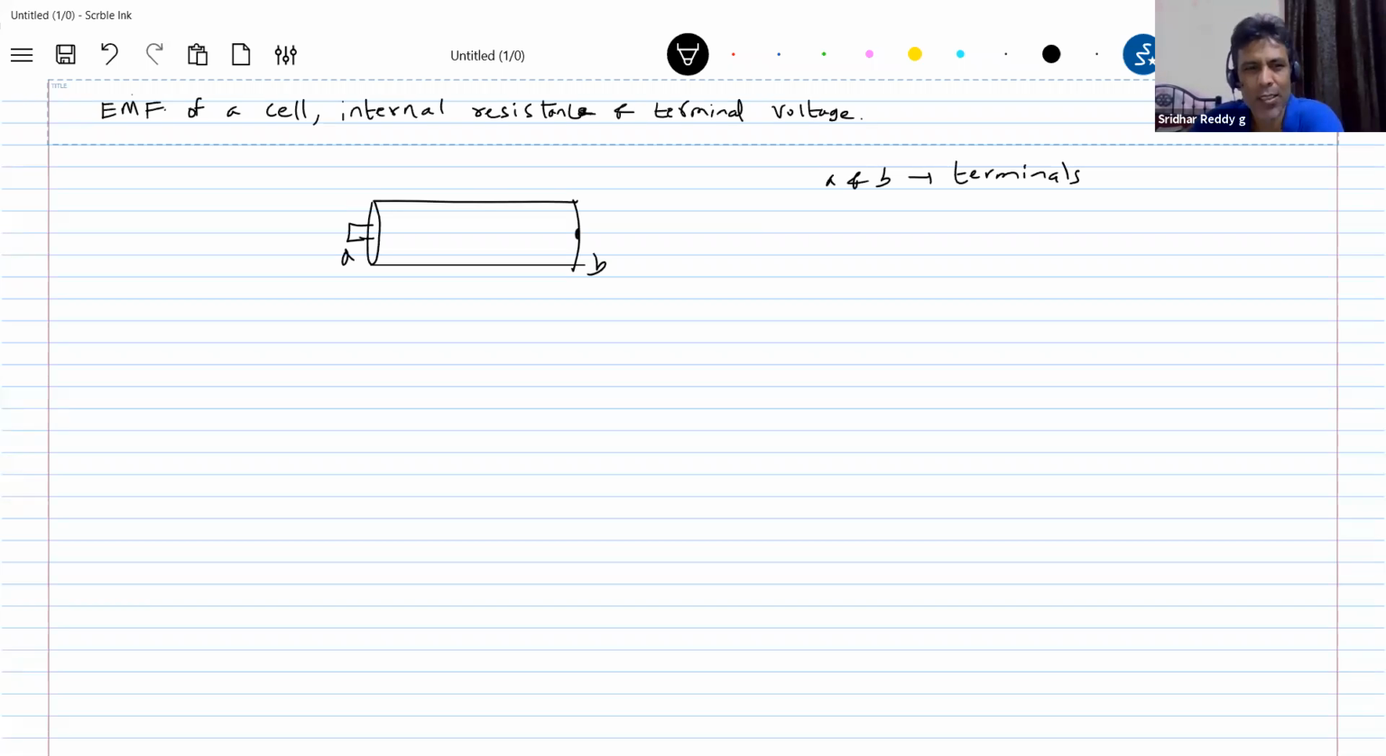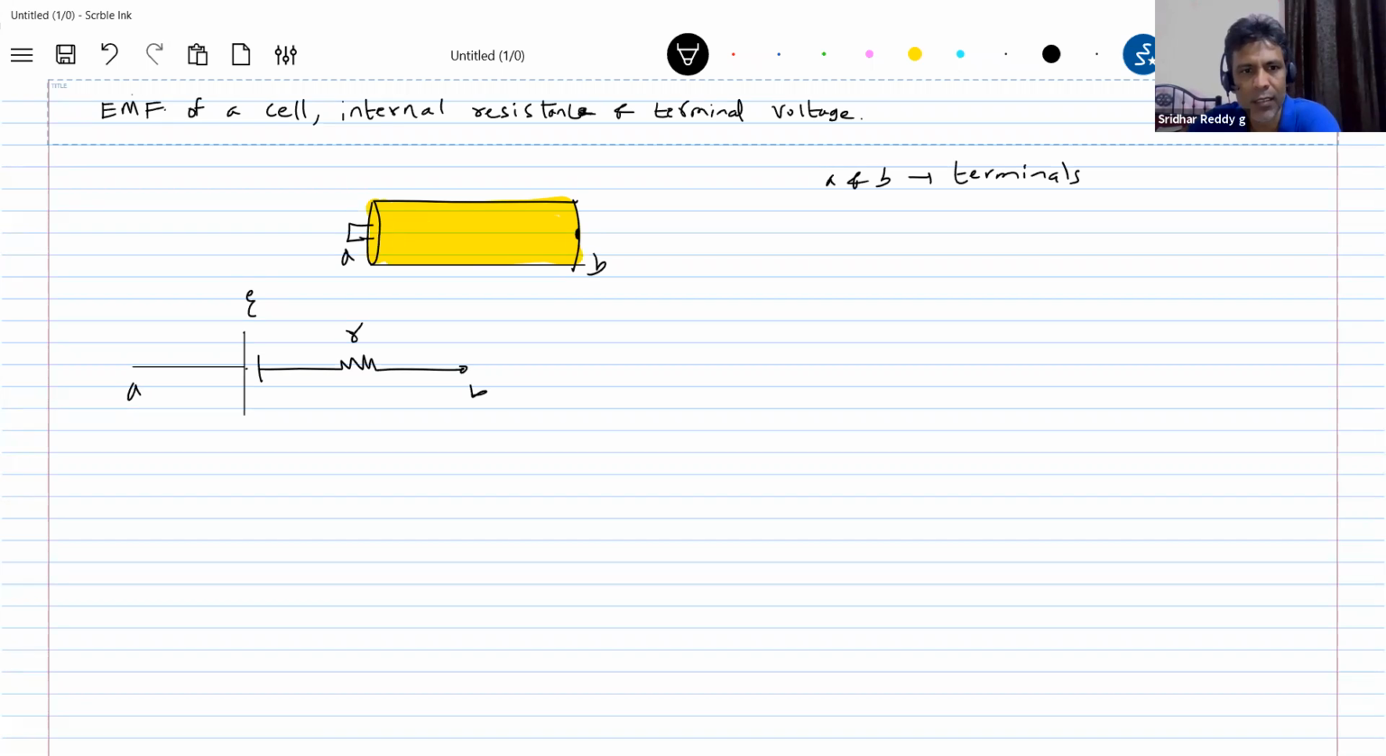Inside the cell there will be some material, and through this material the flow of charge takes place. So what is the representation? There's the physical one, and the electrical representation of a cell will go like this. This is the EMF of the cell. We use a symbol like this for the EMF of a cell.